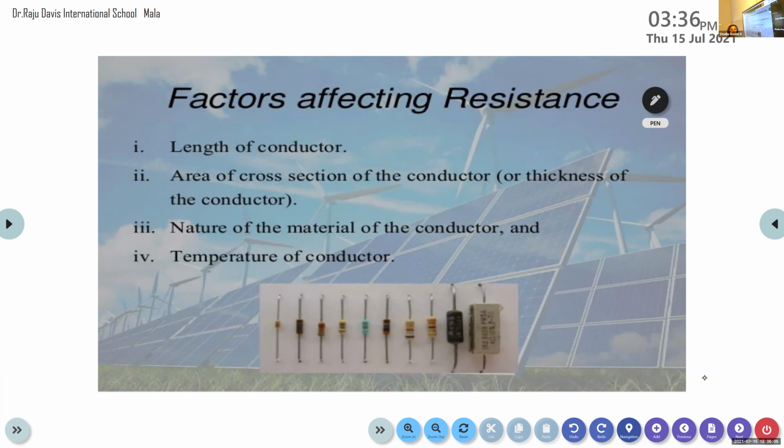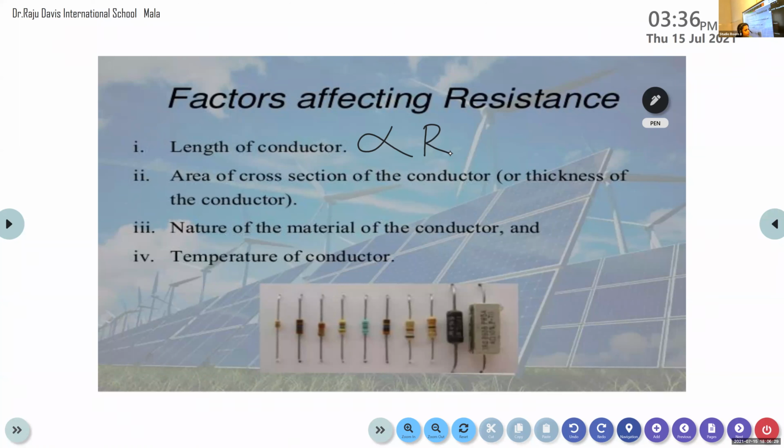Same question to Badra. What is the relation between length of the conductor and the value of resistance? Very good. Whenever the length increases, the resistance also increases, or we can say that the length of the conductor is directly proportional to resistance. Very good.